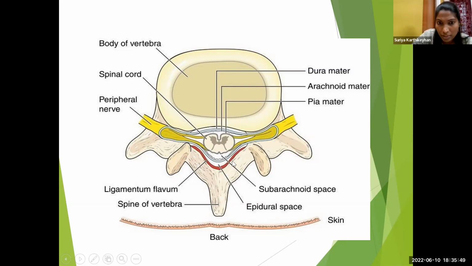Can you make out this red thing? This is a space outside the dura, between the dura mater and the periosteum of the bone. This is called the extradural space. The space outside the dura is called the extradural or epidural space. Subarachnoid space we have already seen: between the arachnoid and the pia mater, there is a space. Then what is subdural? Subdural should be within the dura. Outside the dura, we have the epidural or extradural. Between the dura and arachnoid mater, there is a small space called the subdural space.